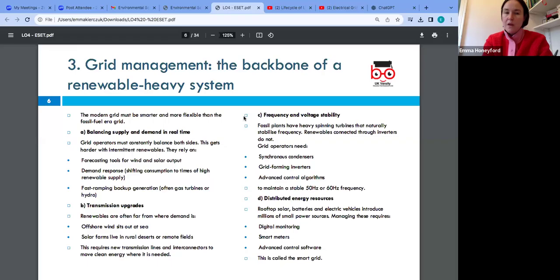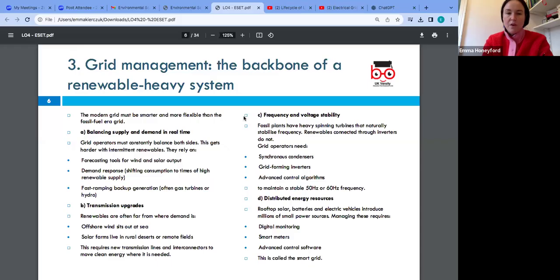fuel era grid. The infrastructure we had in place kind of met the demand and the technology for fossil fuels, but now we've seen different types of energy being introduced. It doesn't match this technology. So we've got a few different challenges. Balancing supply and demand in real time, as we mentioned before. Grid operators must constantly balance both sides, and this gets hard with intermittent renewables.